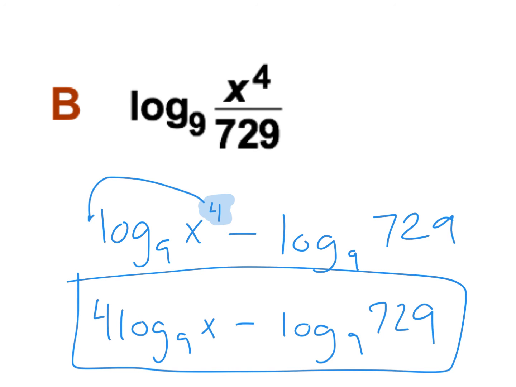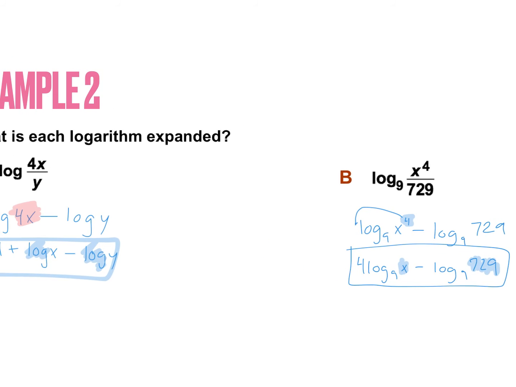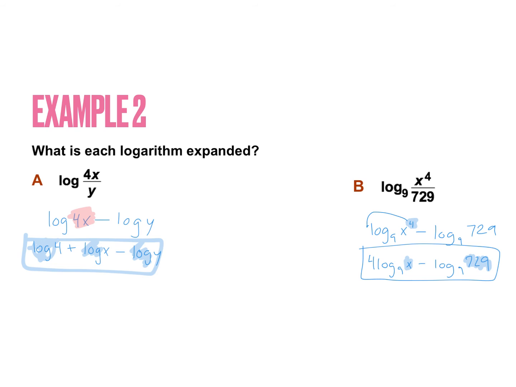The whole goal here is you're going to have your log with your base, but we just want one thing behind it. So it's always going to be just one term behind it. Sometimes it'll be a variable, sometimes it'll be a number. Like here we have just the 4 behind it, just the x behind it, just the y behind it. So we're splitting everything up so each individual thing has its own log.